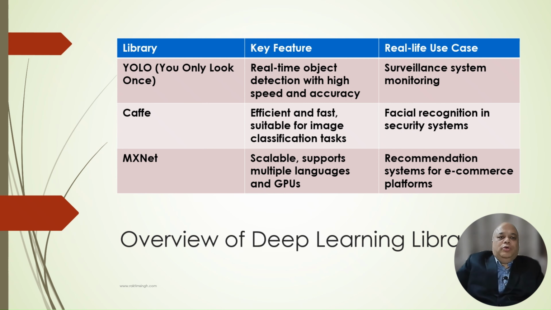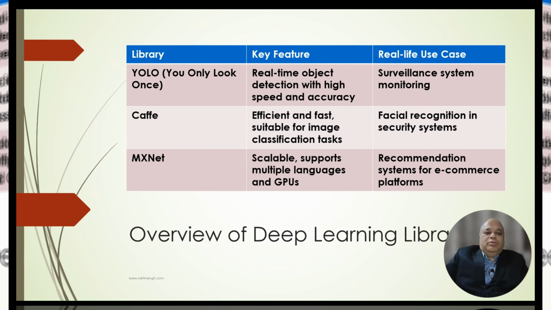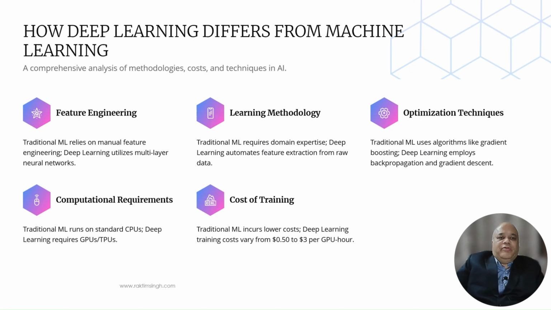And then apart from that, YOLO is there. You only look once, and it's again for real-time object detection with very high speed and accuracy. In a surveillance system, while you're monitoring a crowd, or in a car, at that time you need a quick decision with very high speed and accuracy by quickly looking at it. Apart from that, Caffe is there, which is efficient and fast, suitable for image classification tasks. MXNet is there, which is again scalable and supports multiple languages and GPUs. So these are used like in recommendation systems for e-commerce platforms.